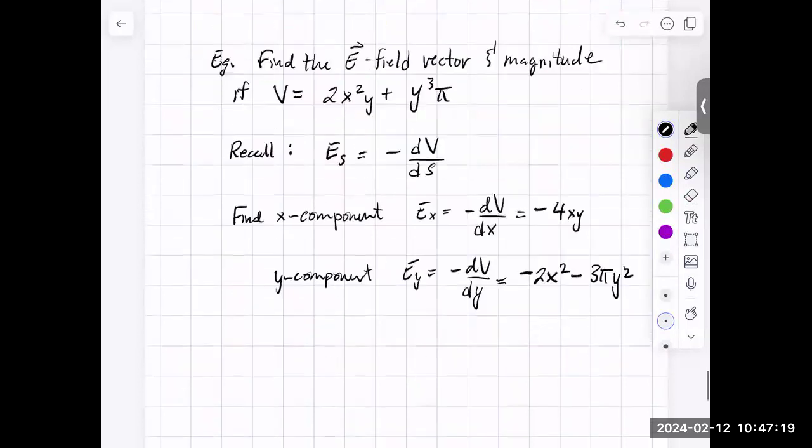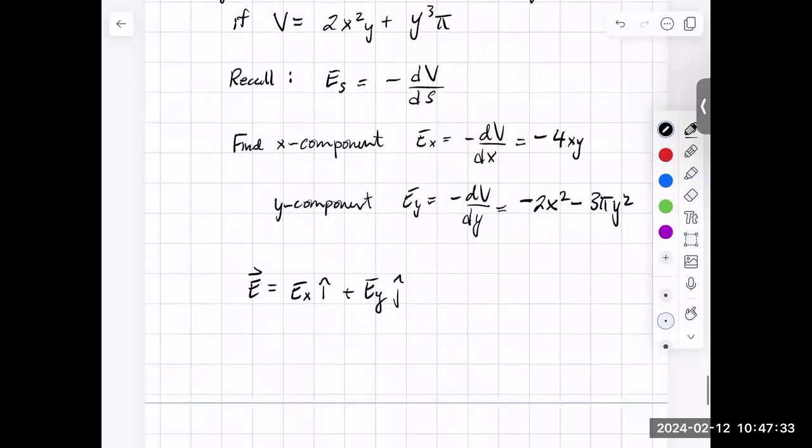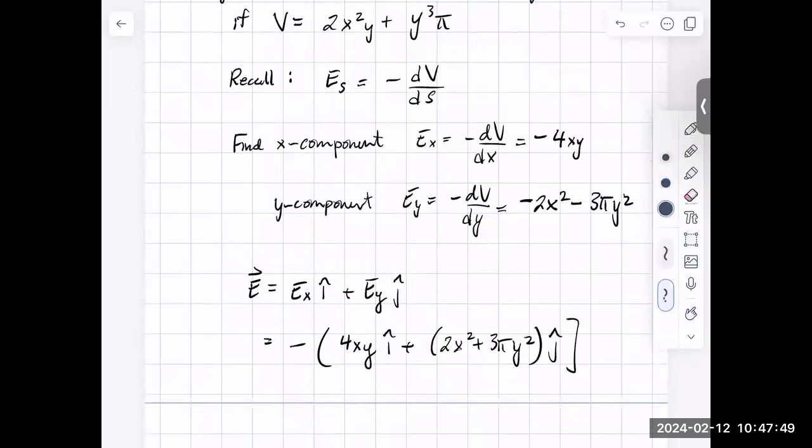Okay, so that means the electric field vector is the x component along the i hat direction plus the y component along the j hat direction. And so just putting in the numbers, it's going to be minus, let's see, 4xy i hat plus 2x squared plus 3 pi y squared, and that's in the j hat direction. Every single term had a minus sign, so I just took an overall negative sign and put it up front.